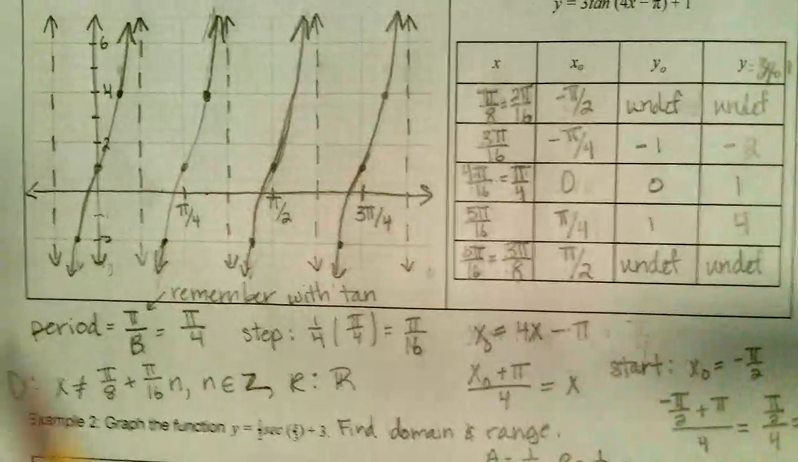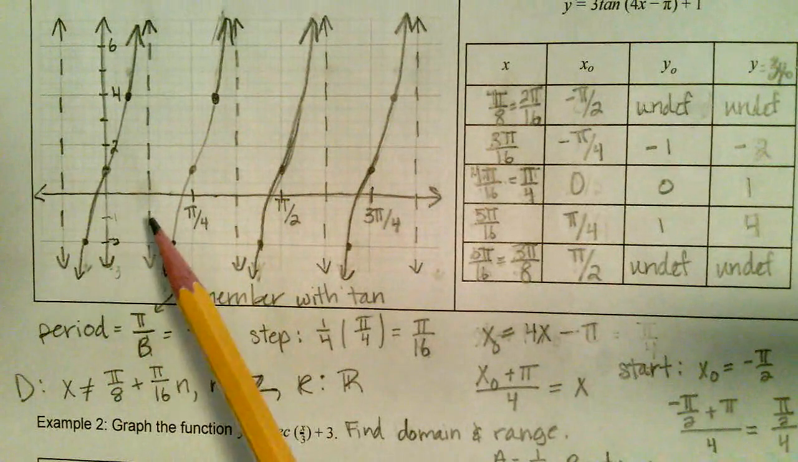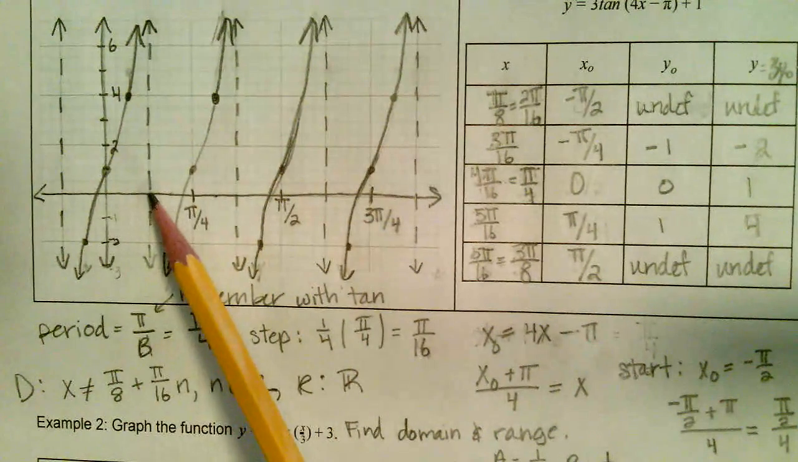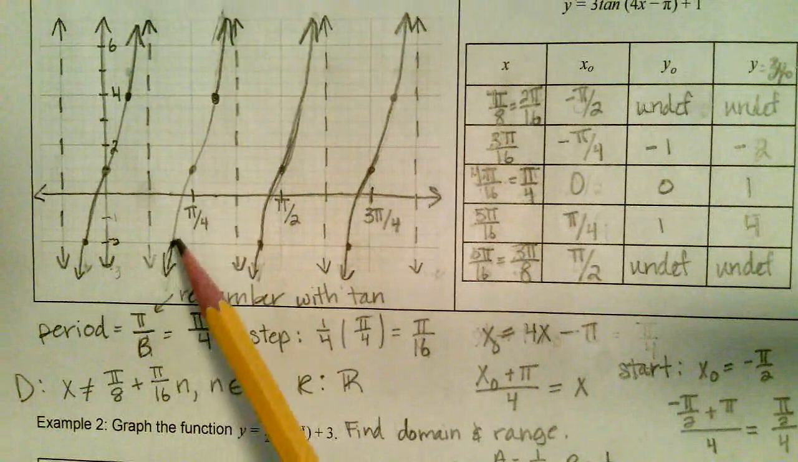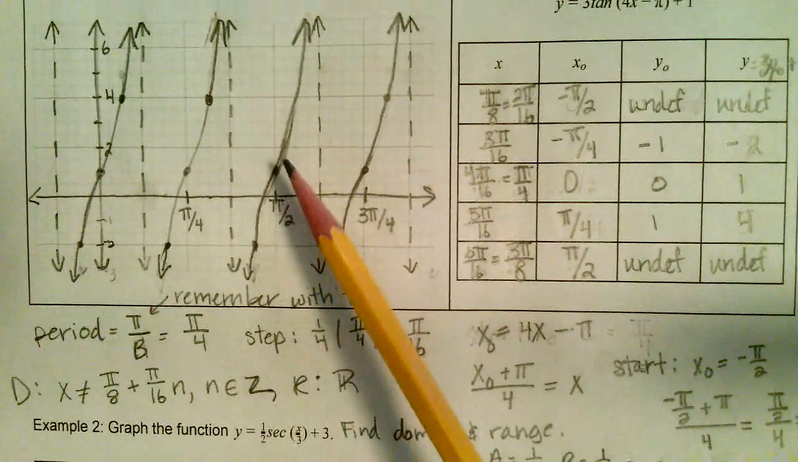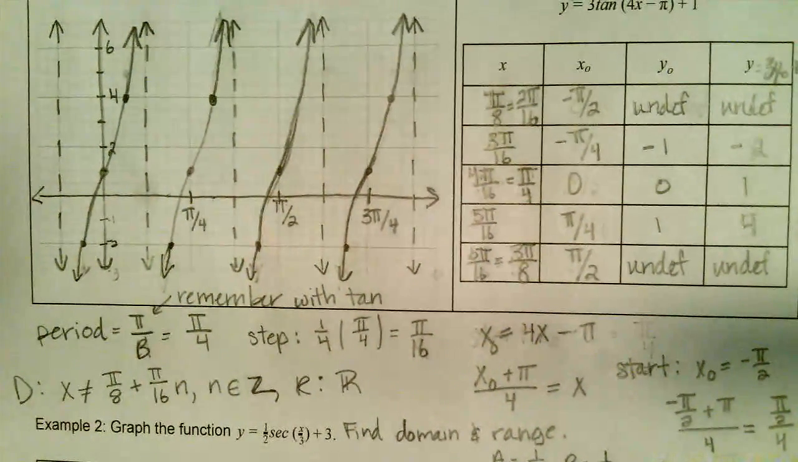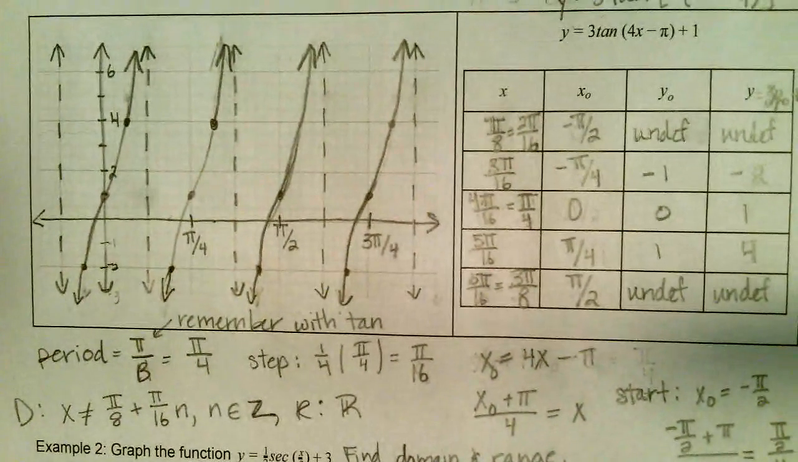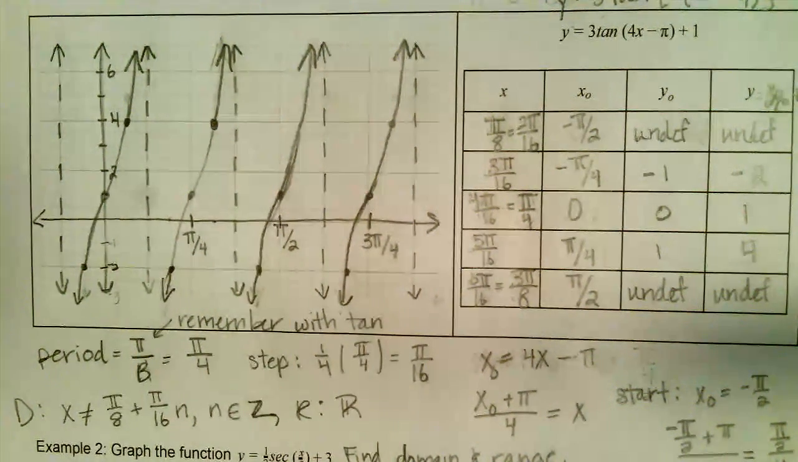Okay, so I came back and I plotted my two asymptotes. Oops, sorry, this would be my first one, pi over 8 and 3 pi over 8. And I plotted my points in between, and then I just continued that pattern. I didn't put it in the directions, but generally you're going to be asked to graph at least 2 periods. So on my graph, I have 4 nice periods.